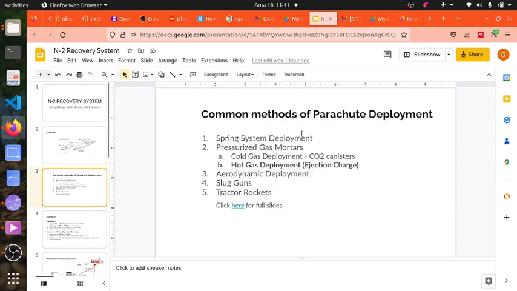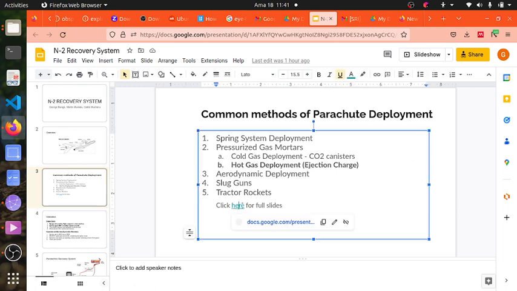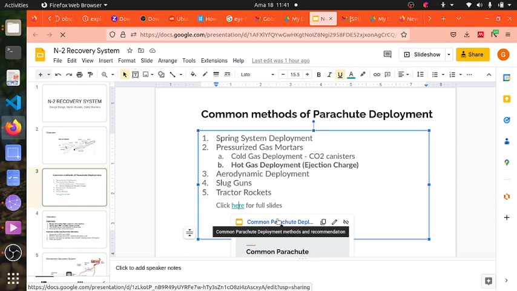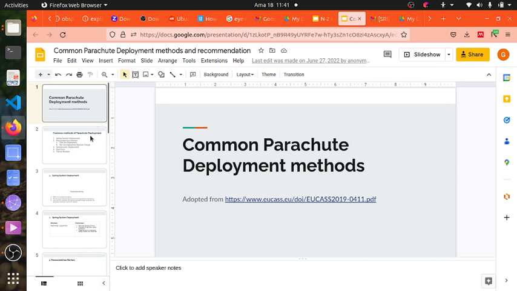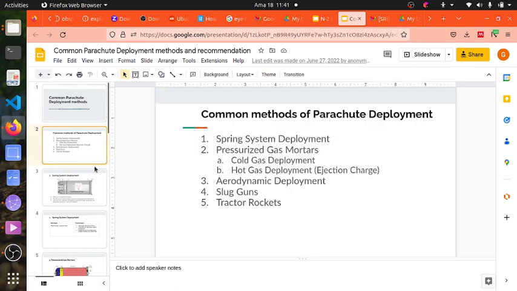Common methods of parachute deployment. So we have spring system deployment, which you use a spring to, let me just go to the slides here. So I have added a link to take you to the slides. This is something we did last year to understand the methods of parachute deployment.